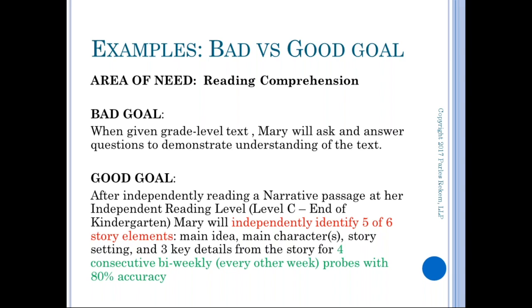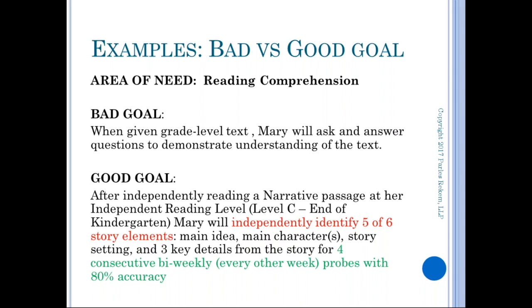Okay, so we have about 4 or 5 examples of goals, and some of them have been taken straight out of IEPs, so these are pretty real. Here we have an area of need that we've identified for a student, and it's reading comprehension. The bad goal looks like this: when given grade level text, Mary will ask and answer questions to demonstrate understanding of the text.